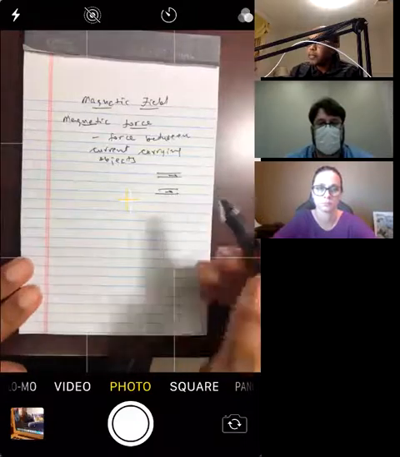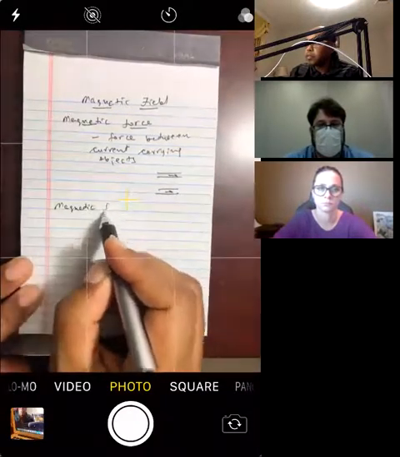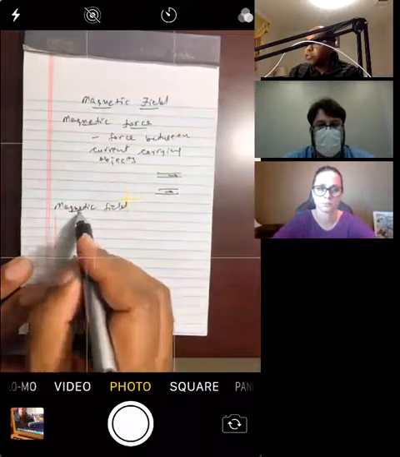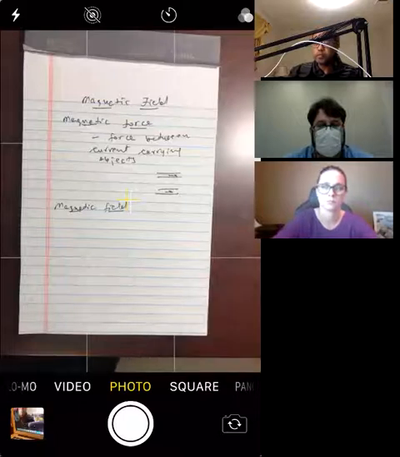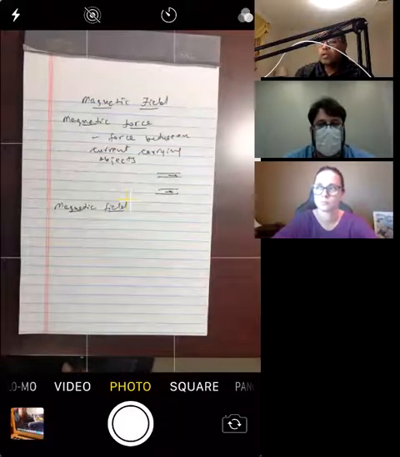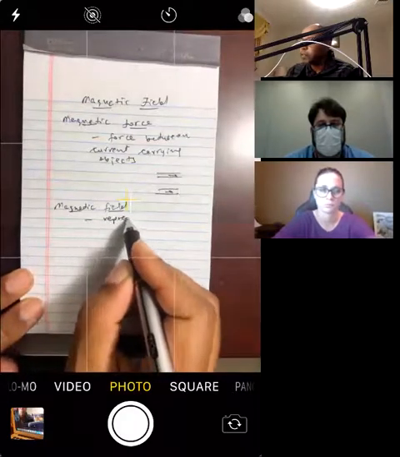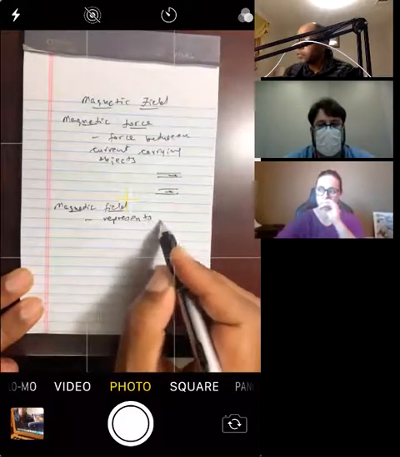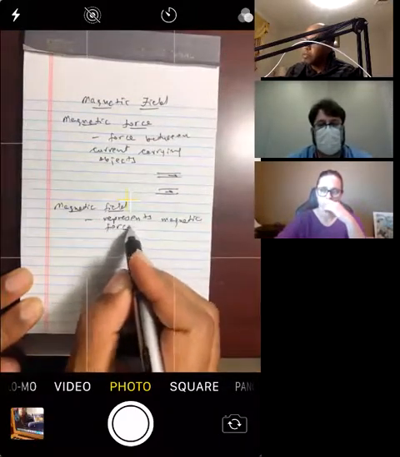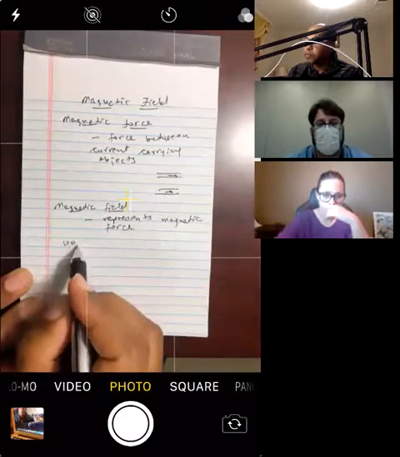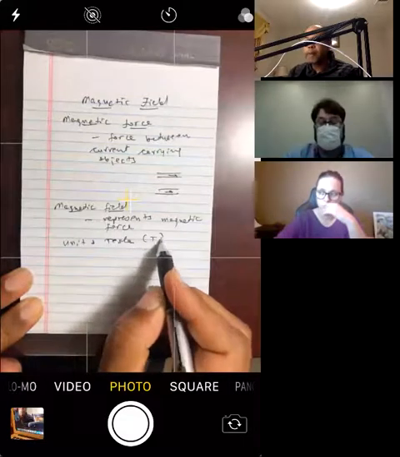Okay, and then we have magnetic field to represent magnetic force. The field just makes it a property of space. That's the purpose of a field. You've got a certain value representing a certain point. So this represents magnetic force, and the unit of magnetic field is called Tesla, abbreviated by capital T.